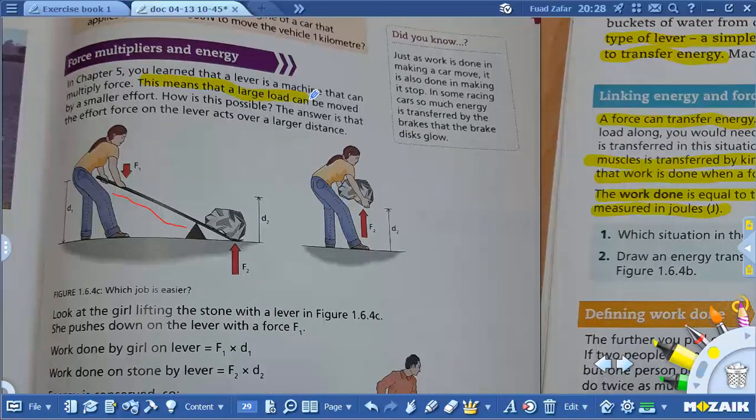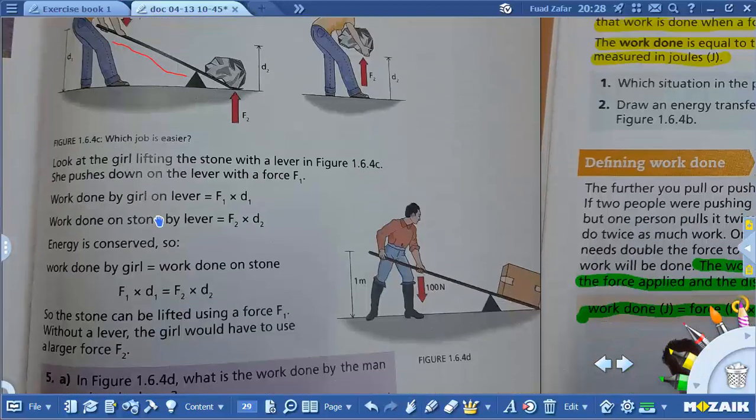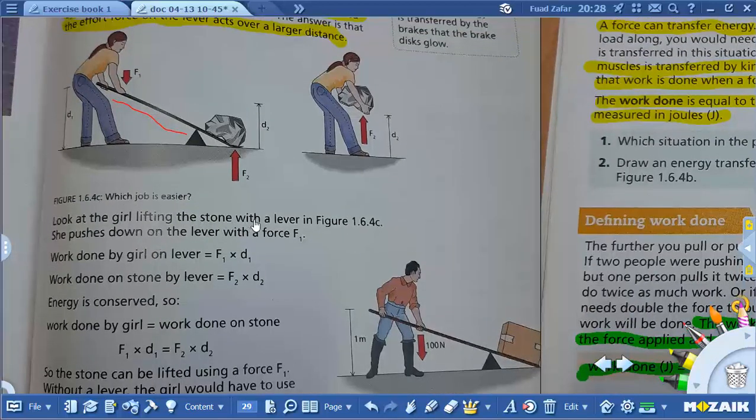This means that the large load can be moved by a smaller effort, and the lever acts over a large distance. Look at the girl lifting the stone with a lever here. She pushes down on the lever with a force F1. So this is your F1, force 1.